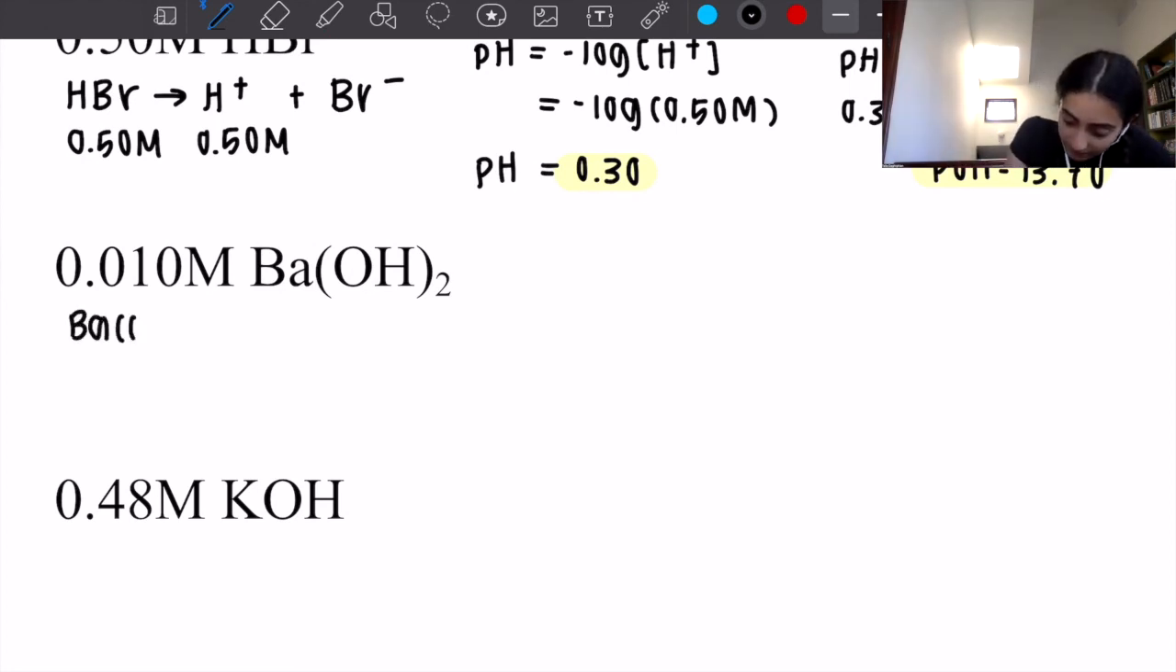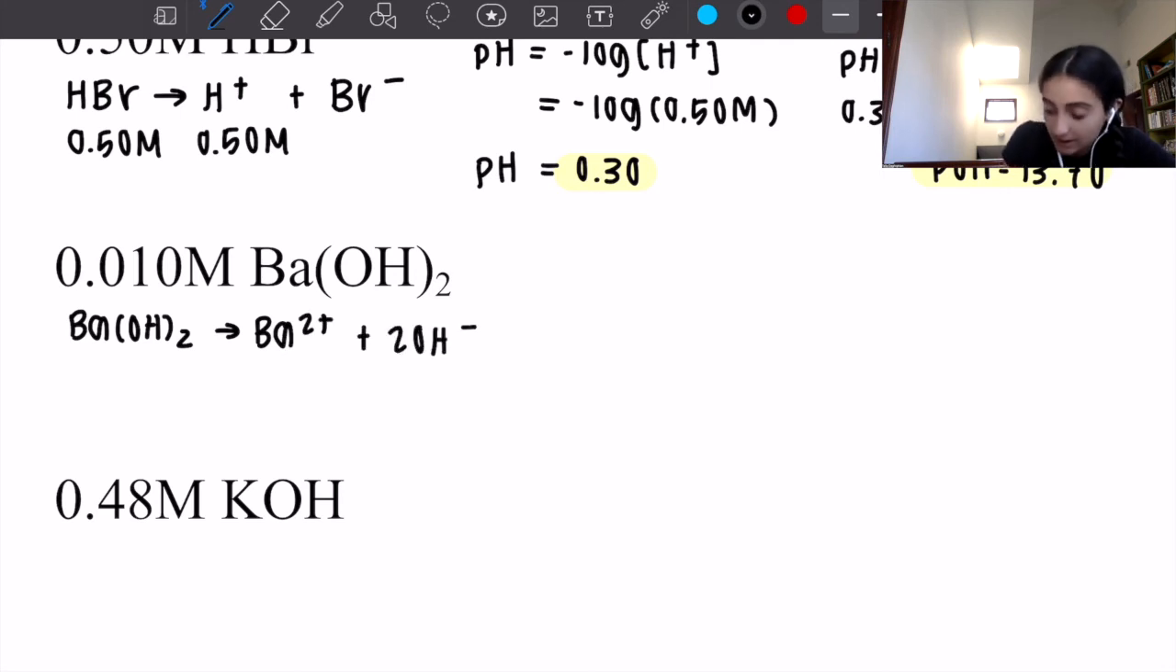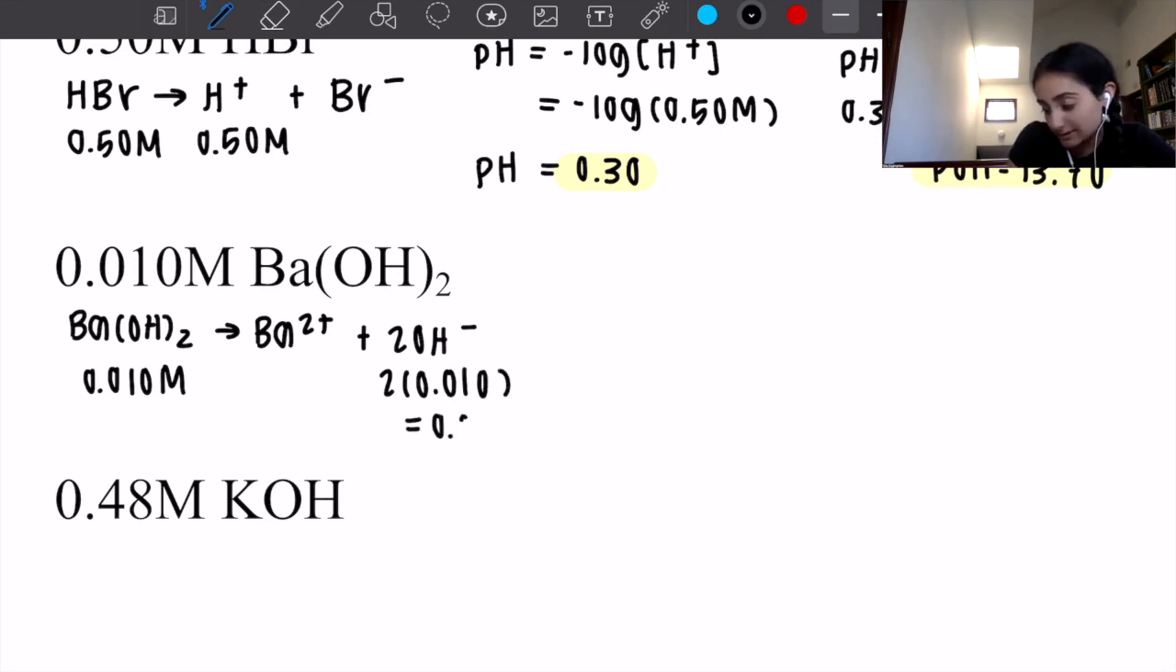Let's do one other example with Ba(OH)2. So Ba(OH)2 dissociates into Ba2 plus and 2 OH minus. So if the concentration of the whole ionic compound is 0.010 molarity, that means that my concentration of hydroxide is going to be 2 times 0.010, which is 0.020 molarity. And obviously the concentration of Ba2 plus will be 0.010 molarity.